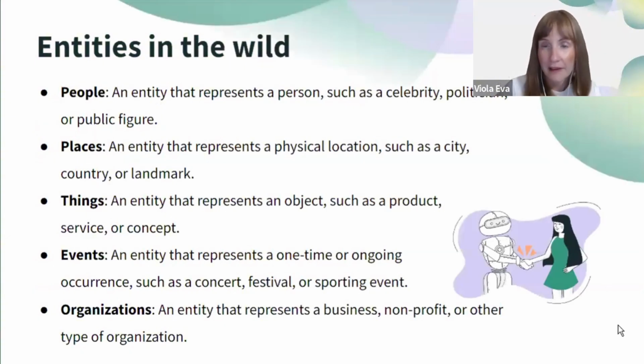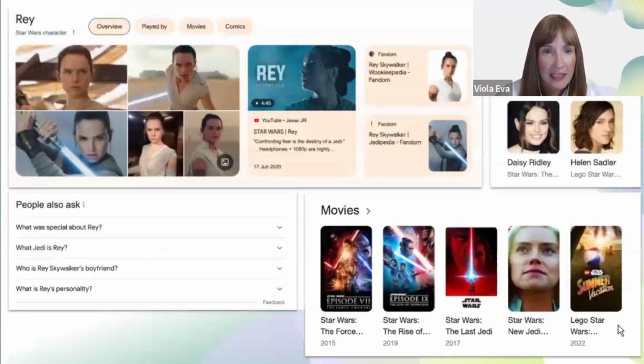It might be a place, let's say Berlin or the Brandenburg Gate. It might be things or products. It could be events or organizations. One of my favorite entities is the character Rey from Star Wars.